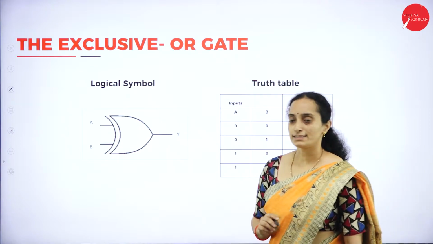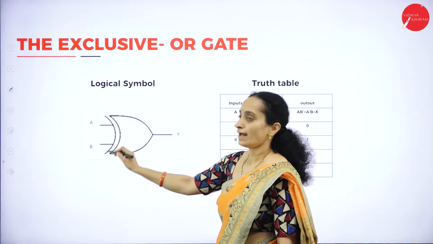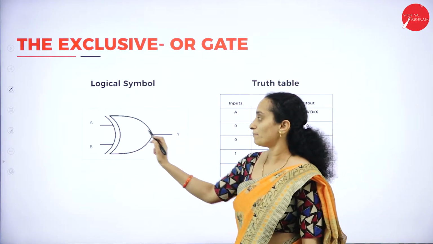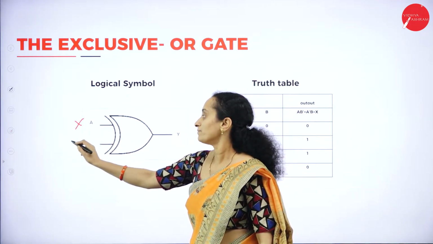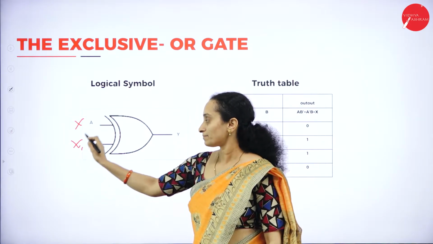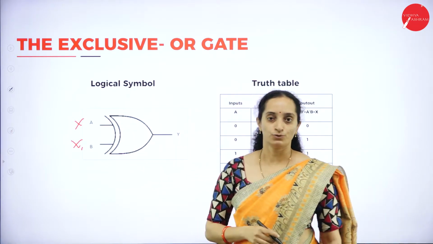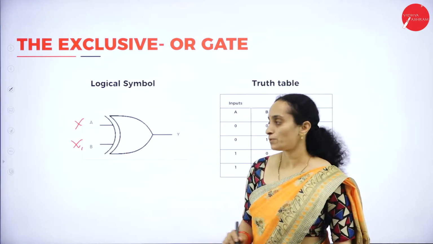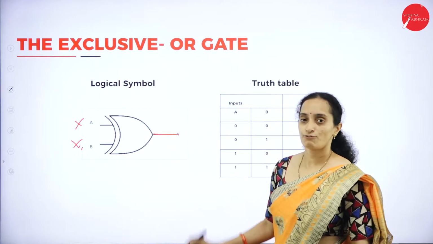The logical symbol of the XOR gate is something like this. Another curve added to the OR symbol with 2 inputs A and B, or X and Y, one and the same, or X1, X2, or U, V, W, X, any variable you can take. I'm taking 2 inputs A and B and giving the output Y.